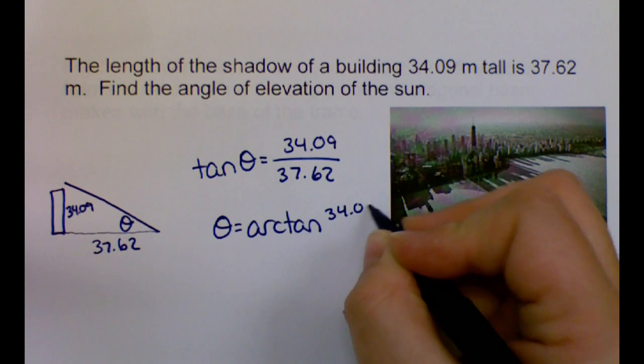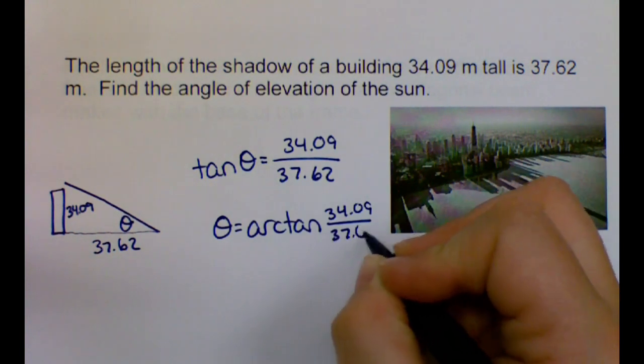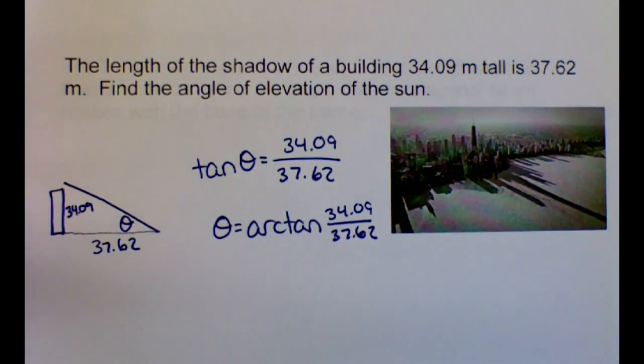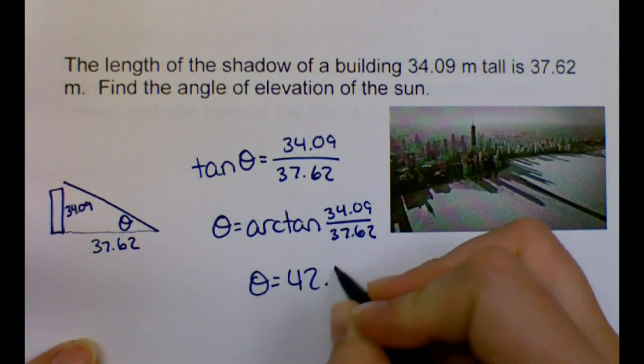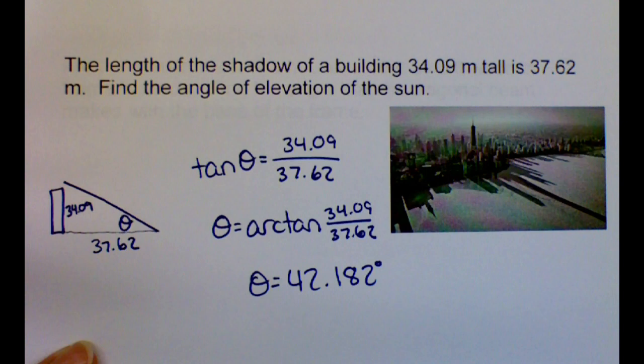34.09 over 37.62. Now, generally speaking, when we switch to a word problem, angle of elevation and angle of depression, we use degrees. So I switch over to degrees in my calculator. An inverse tangent of 34.09 divided by 37.62. My angle is about 42.182 degrees.